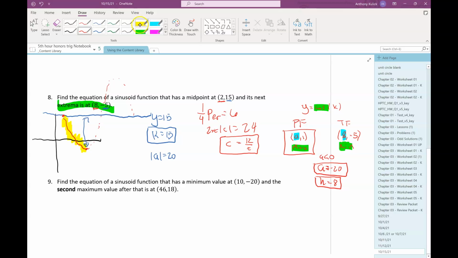So when I compared the extreme point of (0, 1) from my parent function with the extreme point of (8, -5), my parent function point was a maximum and my transform function point was a minimum. Because you've gone from max to min, the sign of A needed to have changed.